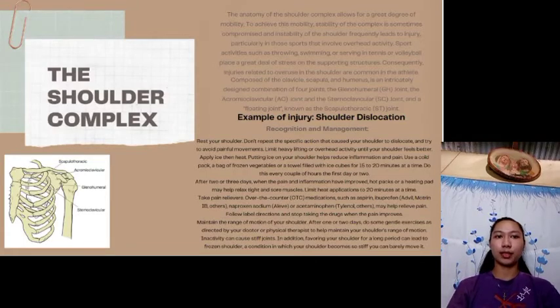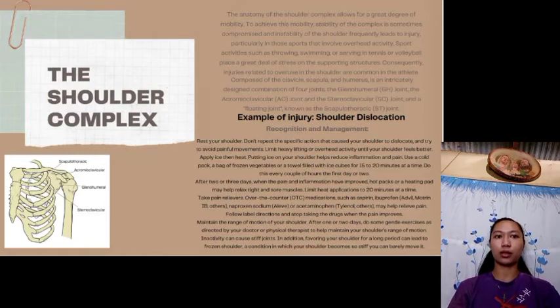The shoulder complex. The anatomy of the shoulder complex allows for a great degree of mobility. This mobility-stability balance of the complex is sometimes compromised, and instability of the shoulder frequently leads to injury, particularly in those sports that involve overhead activity. Sport activities such as throwing, swimming, or serving in tennis or volleyball place a great deal of stress on the supporting structures. Consequently, injuries related to overuse in the shoulder are common in the athlete.